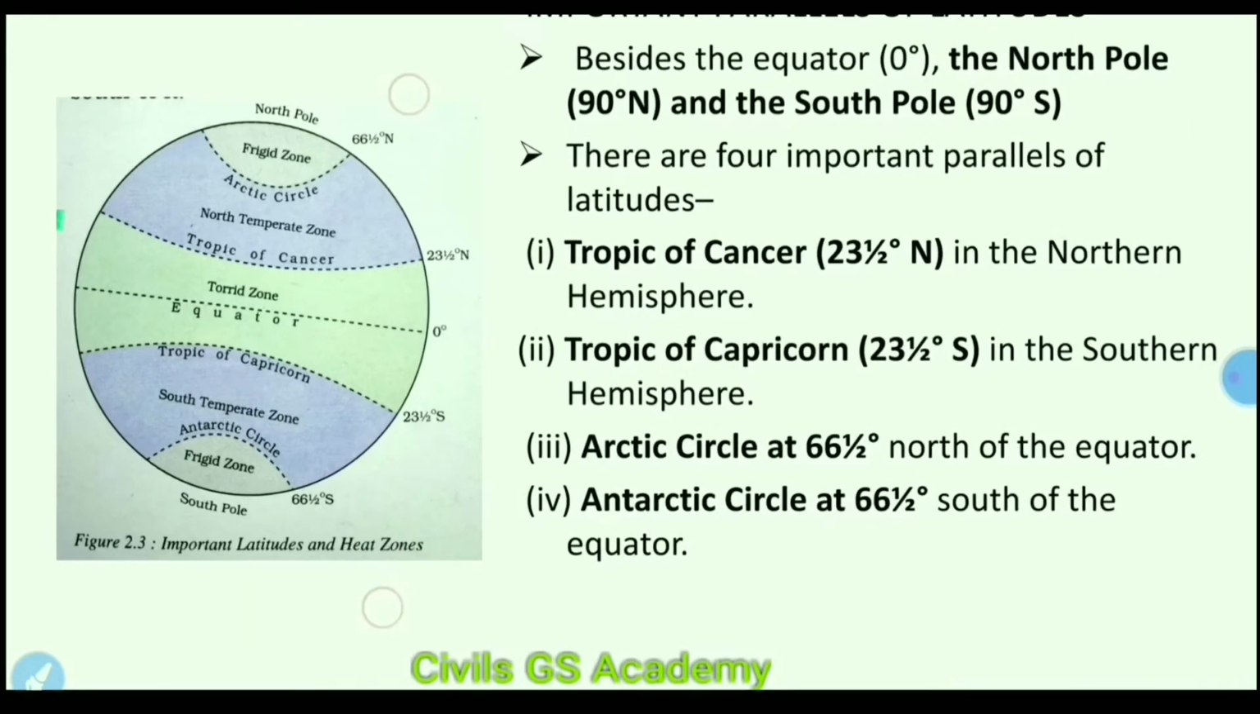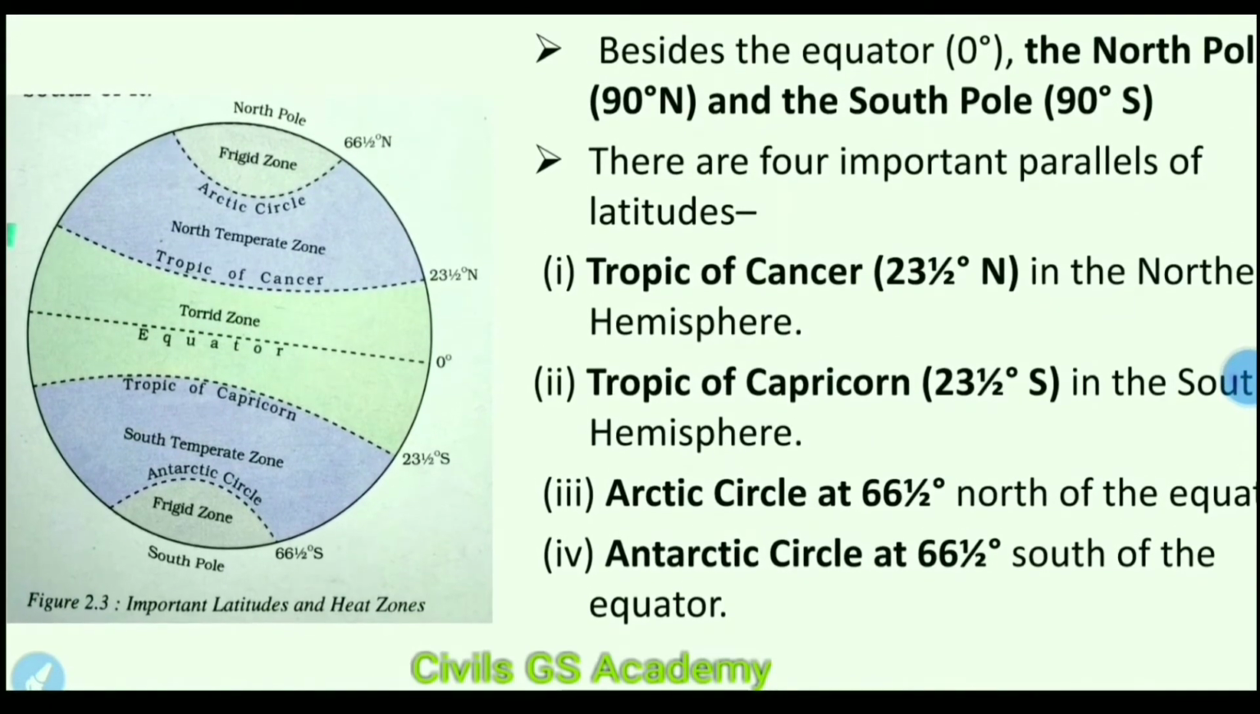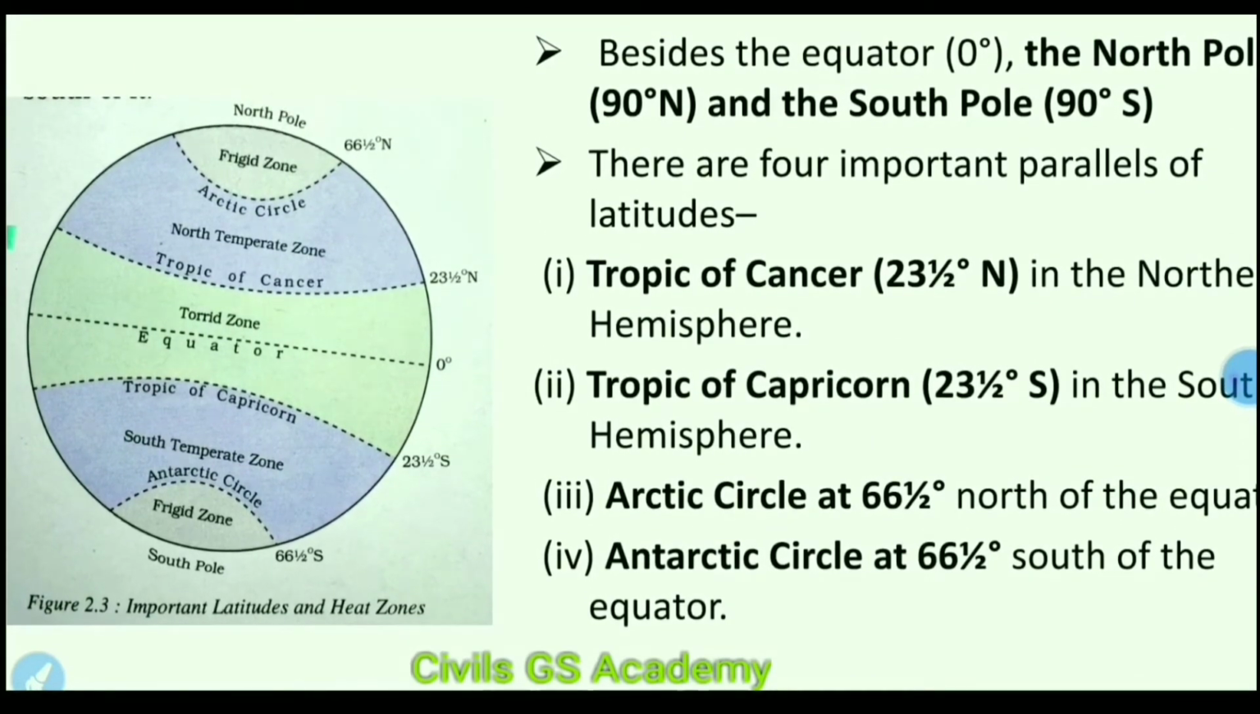Now see in this figure, here is the North Pole and here is the South Pole. This is the line Equator. See, this is 0 degree latitude, and in the northern direction towards the North Pole, this is Tropic of Cancer at 23.5 degree north latitude, and then at 66.5 degree north latitude it is Arctic Circle.